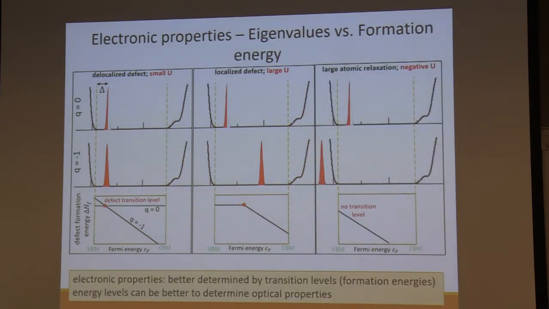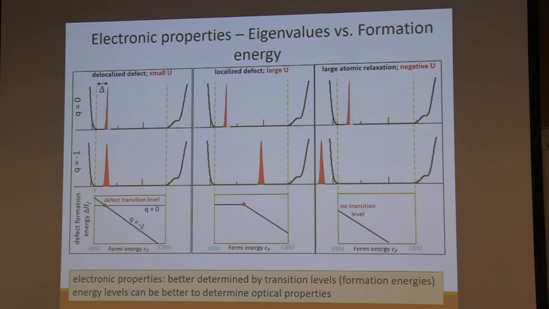And you can have a large negative U system, where the level just goes below the valence band entirely. And then you have no transition level. It just ionizes without any problem at all. So this is just to show the difference between calculating the formation energy and why you get these sorts of drawings, instead of just looking at the ionization energies from the band structure.